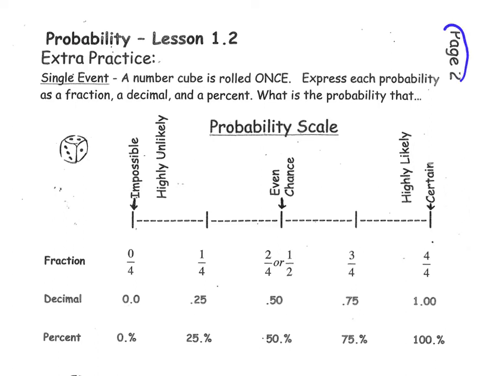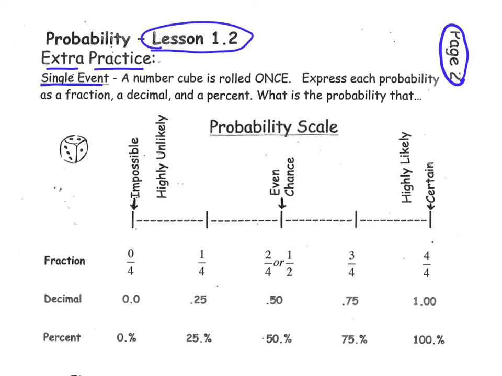Welcome to page 2 of your probability packet. You are on lesson 1.2, and we're going to get some extra practice with the probability scale. A single event is one event or action that occurs, like rolling a number cube or spinning a spinner once.